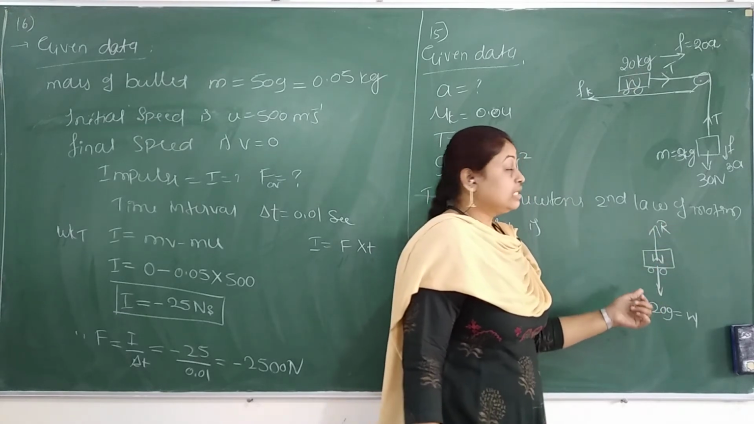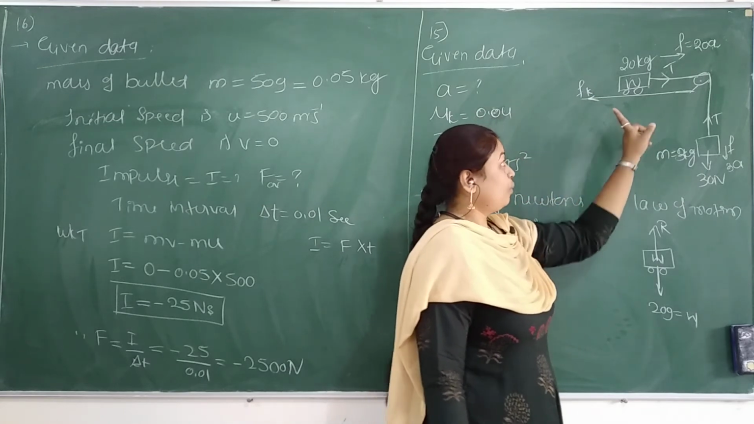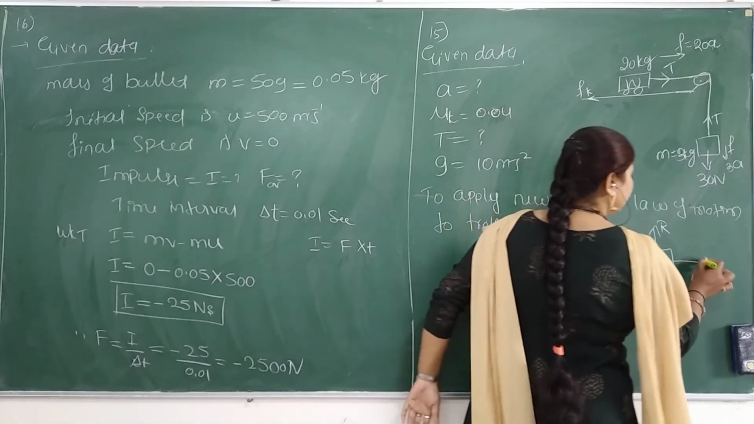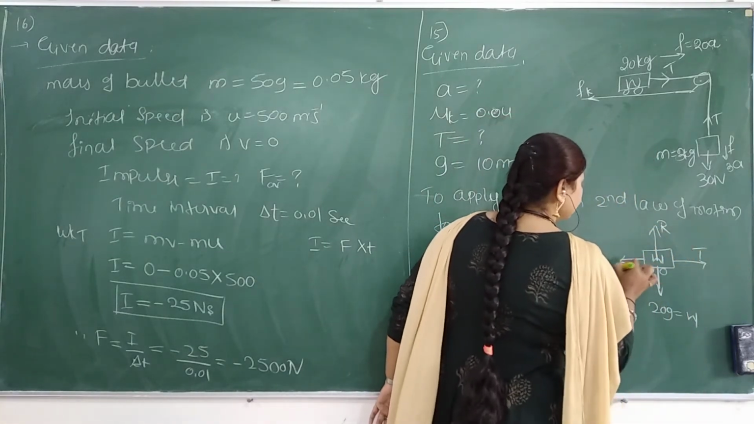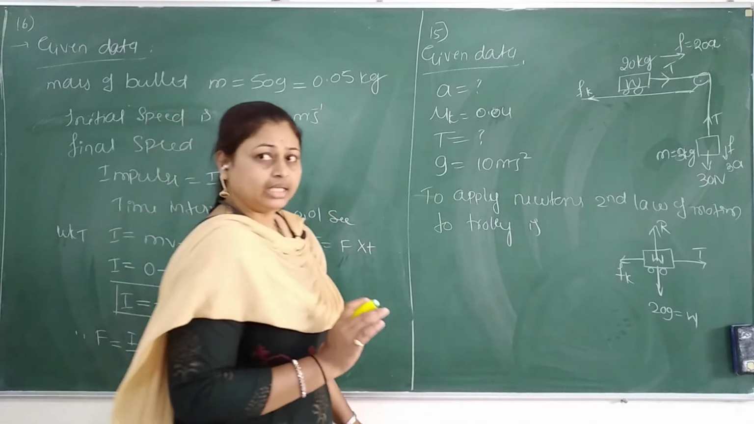Now see, horizontal forces. How many forces are acting? Two forces. One is tension force, another is frictional force. So here it is a tension T and here it is a frictional force Fk. Is it clear?